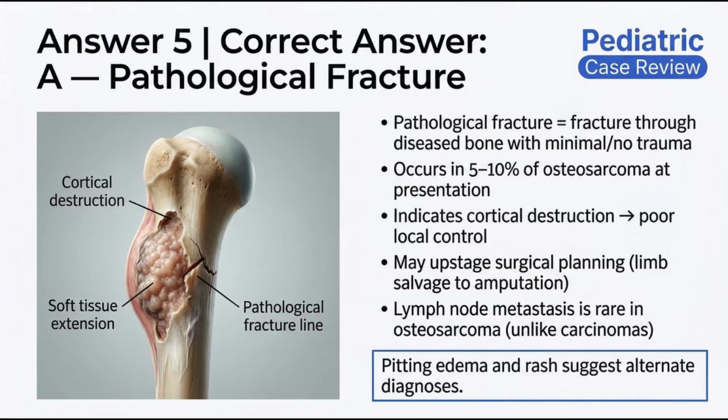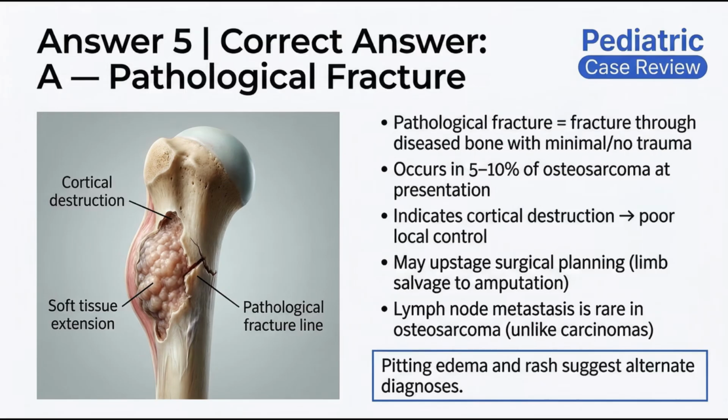A pathological fracture is defined as a fracture occurring through diseased bone with minimal or no trauma. In osteosarcoma, it occurs in approximately 5 to 10% of patients at presentation and signifies severe cortical destruction, which indicates poor local control and complicates surgical planning. The presence of a pathological fracture may require upgrading from limb salvage to amputation.